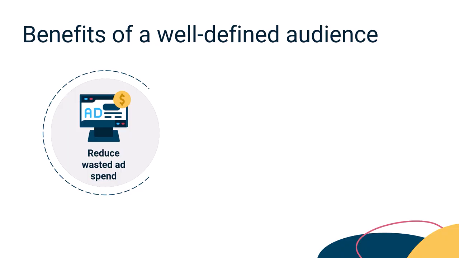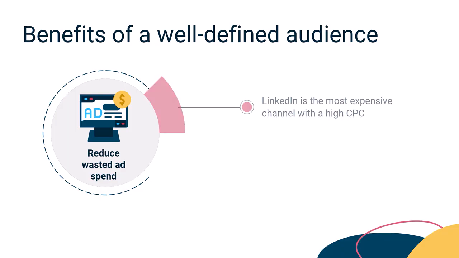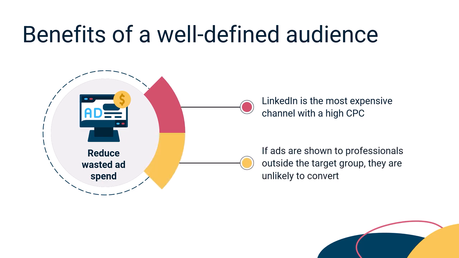Defining the audience clearly also reduces wasted ad spend by eliminating irrelevant clicks. LinkedIn is perhaps the most expensive channel compared to Facebook or Google, where the cost per click, or CPC, could be very high. If ads are shown to professionals outside the target industry or job function, they are unlikely to convert, leading to budget inefficiency.